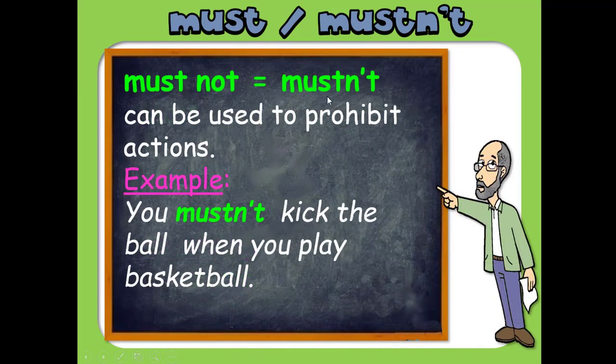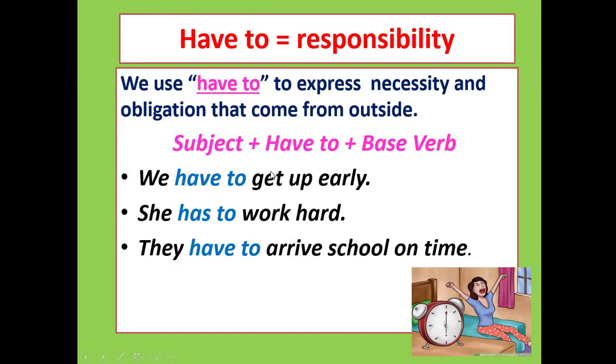What about must not or mustn't? Mustn't can be used to prohibit actions or forbidden actions. For example, you mustn't kick the ball when you play basketball. So you have no choice to do the thing. So you mustn't. Okay.